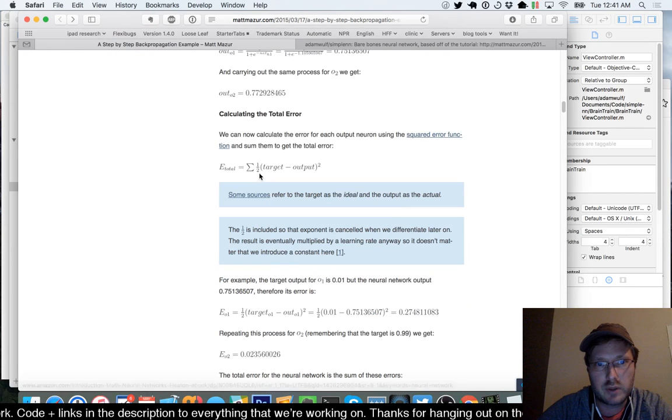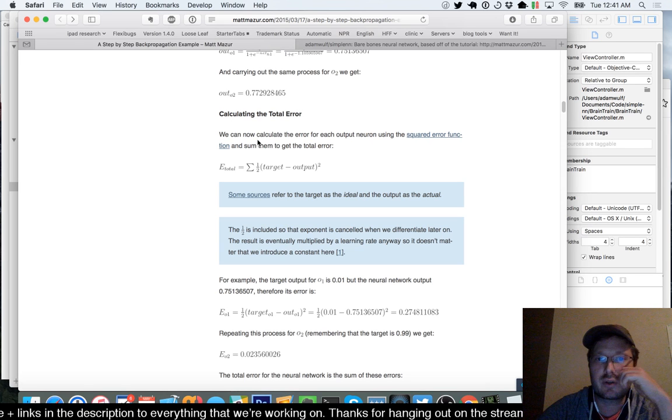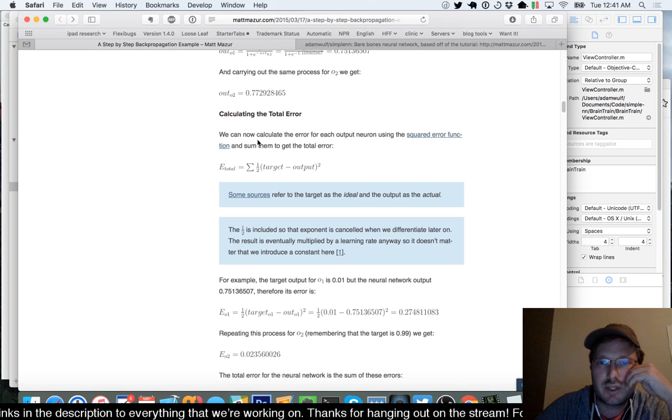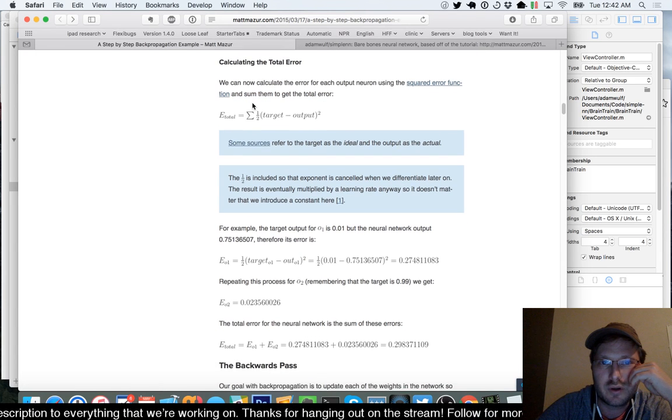Nerding out so hard. Okay, calculating the total error. So we can now calculate the error for each output neuron using the squared error function. Sum them to get the total error. Okay, fair enough.